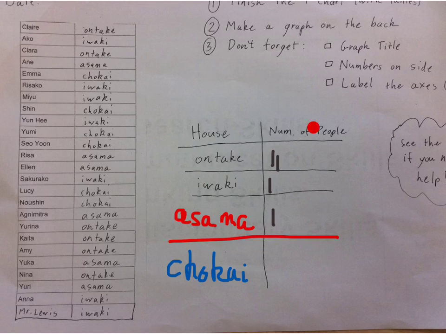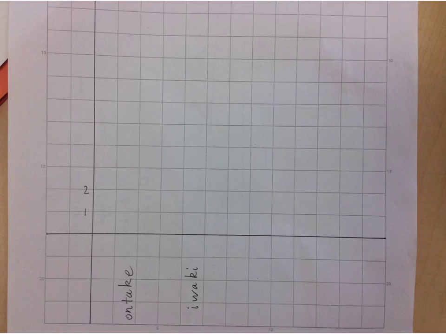There should be 25 tally marks total on your T-chart. And the next step then is to make a graph on the back of your paper. So don't forget this, flip your paper over. And again, you'll see the start of a graph like this. And maybe the first thing we can do is add some numbers on the side. And this will be the number of people. And yeah, I think up to 8 is probably enough.